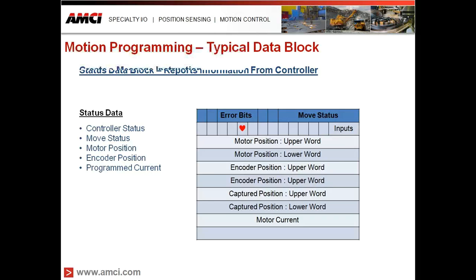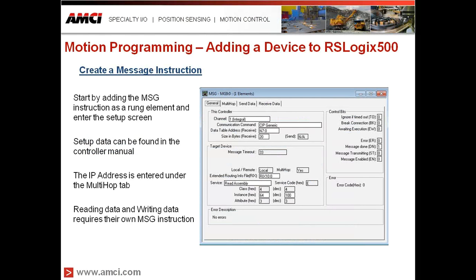Okay. All right, now jumping into the actual programming, we're going to start by looking at the RSLogix 500 programming environment. To do this in the programming environment within RSLogix 500, we first have to start by adding a message instruction as a rung element and then entering the setup screen. As I said earlier, you should have some basic understanding of how to do that. And when you've done that, the screen that you see here on the right-hand side of the page is what will appear. And from here is where you will enter all of your setup data.